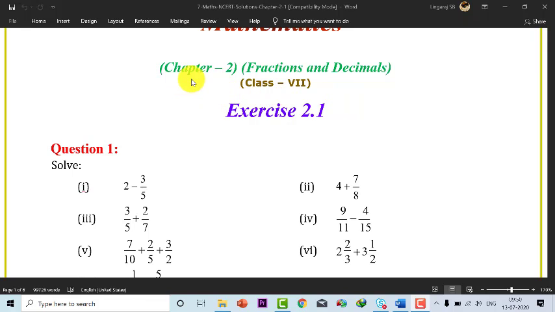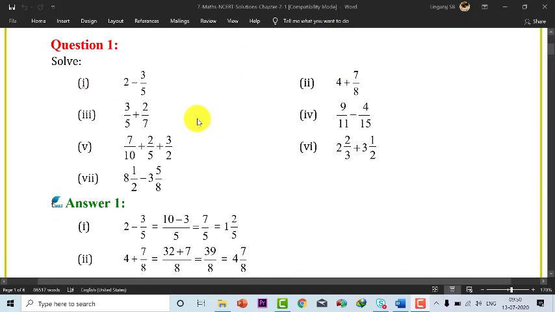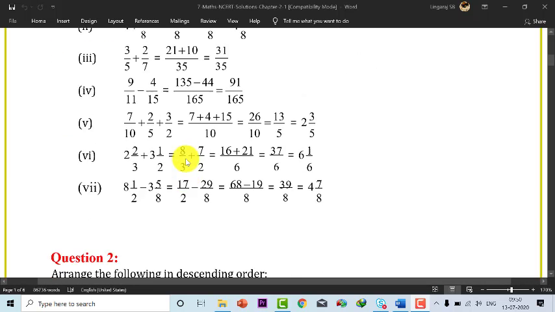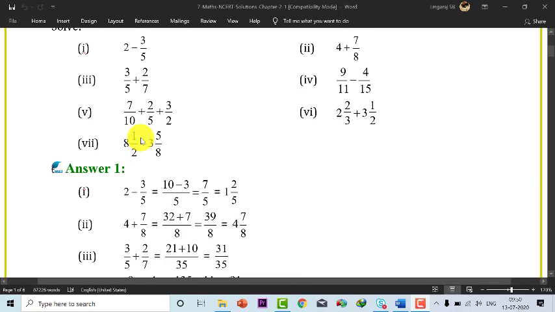Today's session we will discuss chapter number 2, fractions and decimals, problems of exercise 2.1. Here there are a total of 7 questions in the first exercise. You can solve them one by one. So here the first question is given: 2 minus 3 by 5.